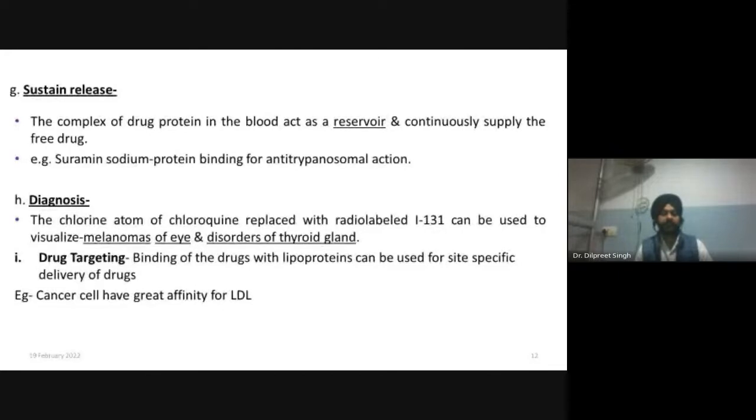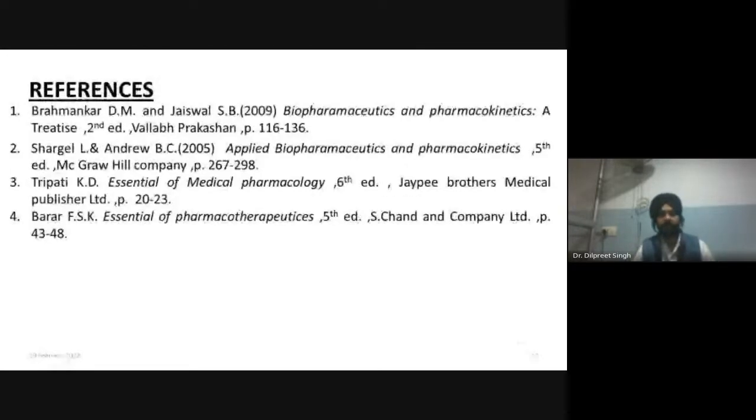H is the diagnosis. So basically, the chlorine atom of chloroquine is replaced with the radio-labeled I131 that can be used to visualize the melanomas of the eyes and the disorder of the thyroid gland. So drug targeting, the binding of the drug with the lipoproteins, can be used for site-specific delivery. For example, cancer cells that have a greater affinity for the low-density lipoprotein receptors. So these are the references that can be taken with the data.